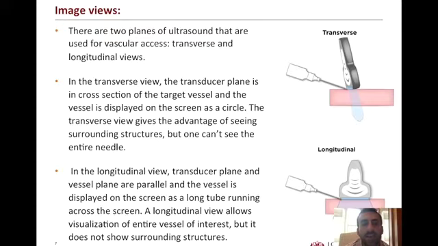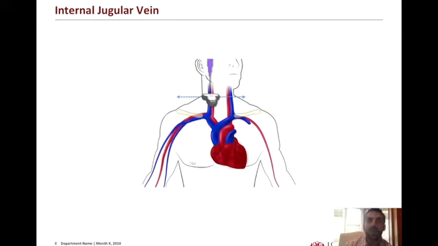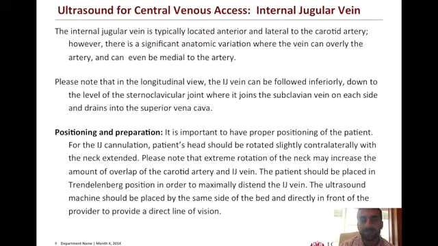A benefit of the transverse approach is that it allows you to have surrounding structures in view throughout the procedure, but you're not seeing the entirety of the needle. The opposite is true when you use the longitudinal approach. You're able to see the entirety of the needle, but you no longer have a view of the surrounding structures. So let's quickly talk about ultrasound for the internal jugular vein.